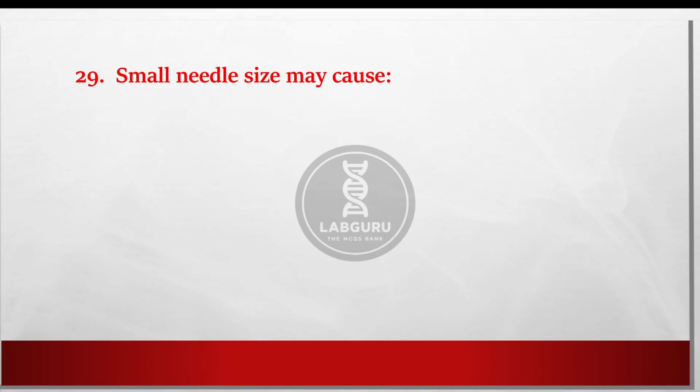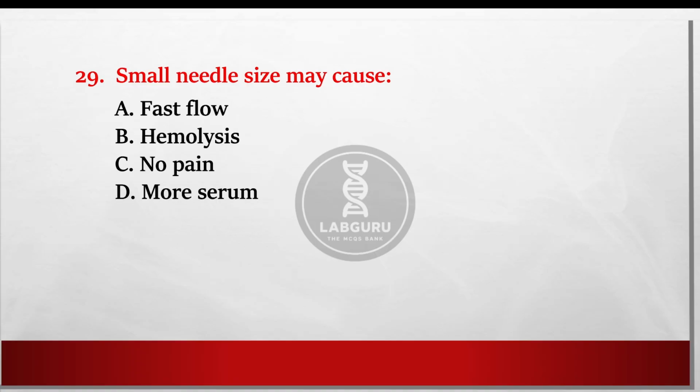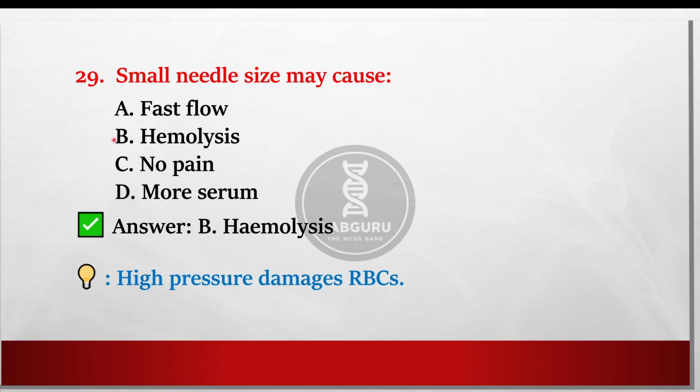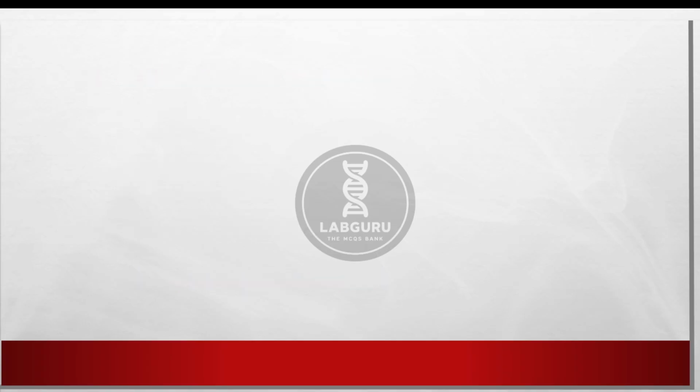Question number 29. Small needle size may cause: option A, fast flow; option B, hemolysis; option C, no pain; and option D, serum. If you are using a small needle for blood collection, what will be the result? The right answer is option B, hemolysis. The chance of hemolysis is increased. Why? Because due to the small needle size, the pressure is high, and high pressure can damage the RBCs and result in hemolysis.